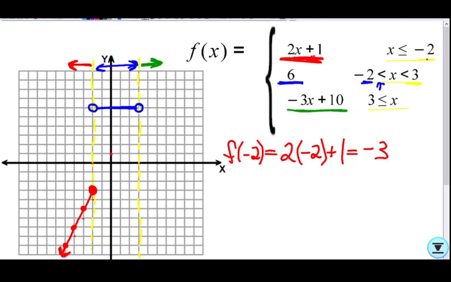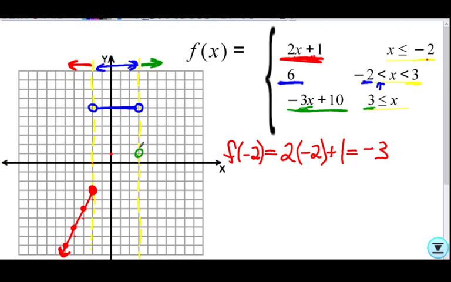Okay, so let's do the last part now. The last part is my third piece, which is also a linear function, -3x plus 10. I'm going to do the same thing I did so far. I'm going to plug this value, 3, into my equation. When I plug 3 in here for x, what is my y value? Well, 3 times -3 is -9, and -9 plus 10 is +1. So on this line, my function is at +1.